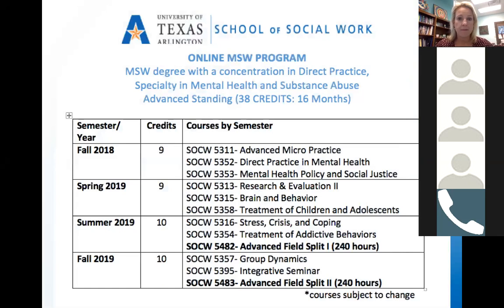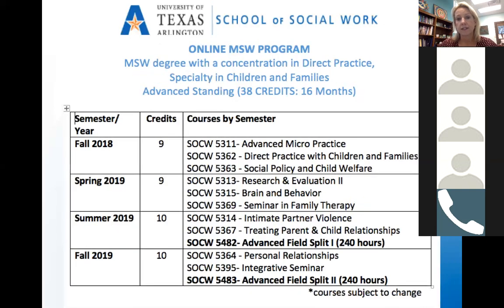This should look familiar to you. This is a degree plan. This is the one specific to direct practice with mental health and substance abuse. So you can see these are the courses that you'll be taking in the fall, spring, summer, and fall semesters. And you can see that you're typically taking either 9 or 10 credit hours per semester. Most students find this to be quite manageable. And you will be doing your field placement beginning in the summer of 2019 and continuing on through the fall of 2019. This is the degree plan for mental health students, and this next slide shows a similar degree plan for children and family students. So we've got both specialties on this call today. Depending on what your specialty is, you'll follow the corresponding degree plan.